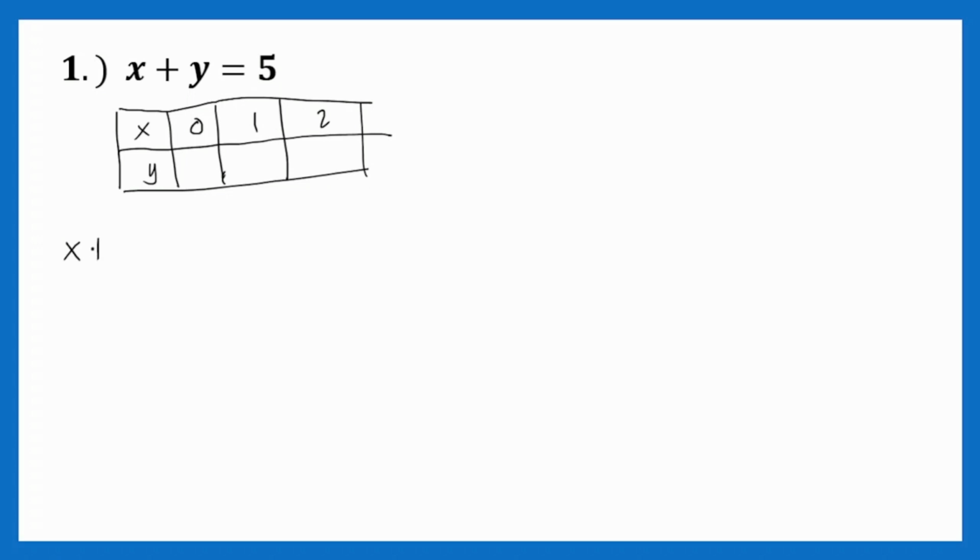Gamit natin pa rin yung equation, then what if x is equal to 0? Ang ibig sabihin nito, yung x papalitan mo ng 0. Magiging siyang ganito. Substitute mo lang yung value ng x na inassign natin. Magiging siyang 0 plus y is equal to 5. Tapos, ano ang 0 plus y? Diba?